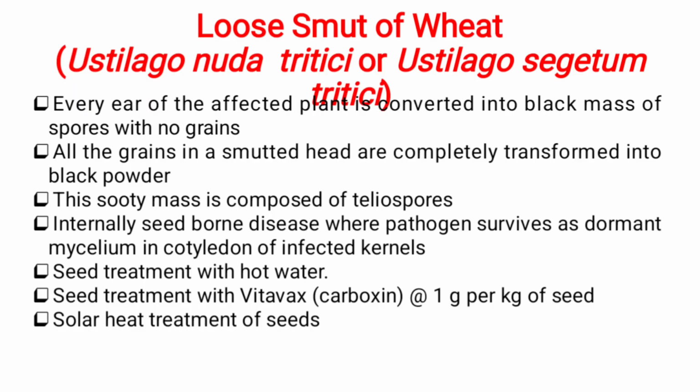Okay, as we have moved through the rusts, these are the three major types, that is stem rust, leaf rust and stripe rust. Now we are moving towards the second important disease, that is known as the loose smut of wheat.